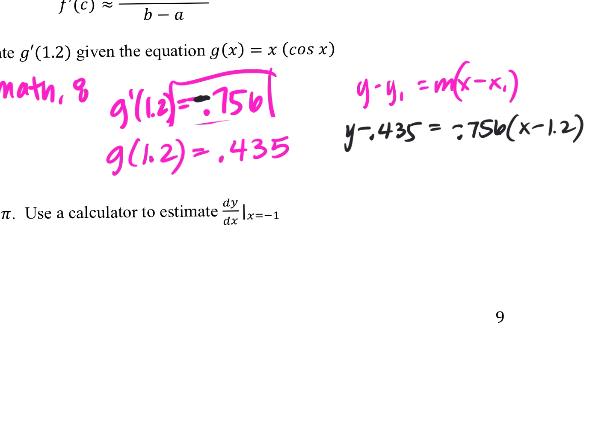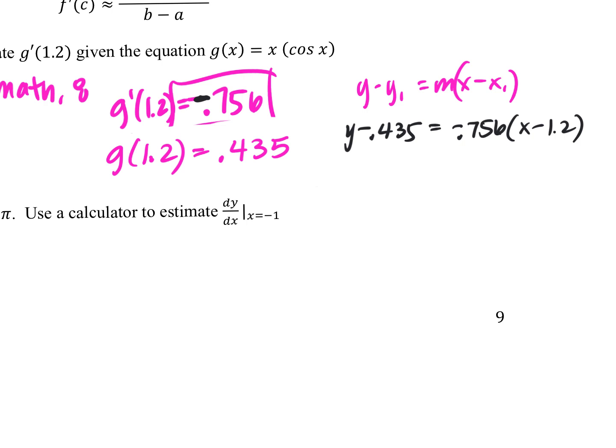Now let me show you something pretty magical. If I go to my y equals screen and type that in as negative 0.756 times x minus 1.2, you don't have to type this in, I'm going to add my 0.435. Do you agree I just put this as y equals in here? I just got my y by itself. Look at this. Okay, and my tangent right at 1.2. Let me prove it to you. Trace 1.2. Thank you, Greer.